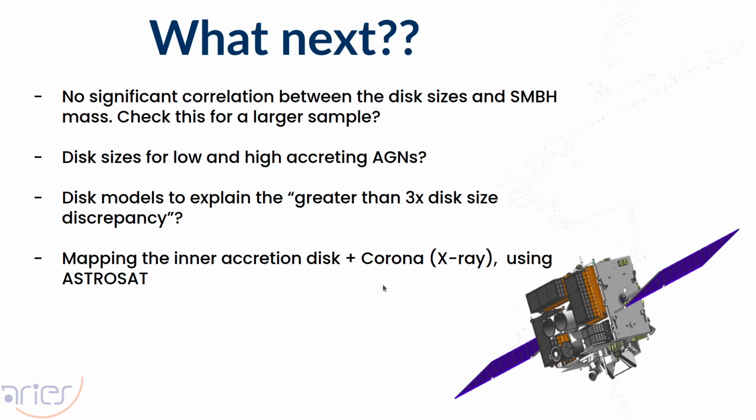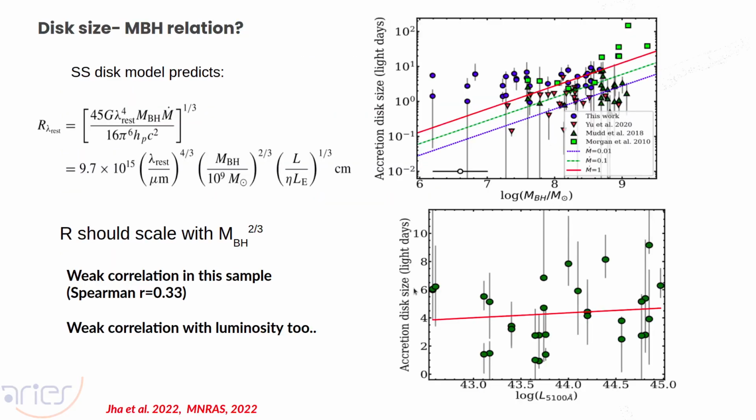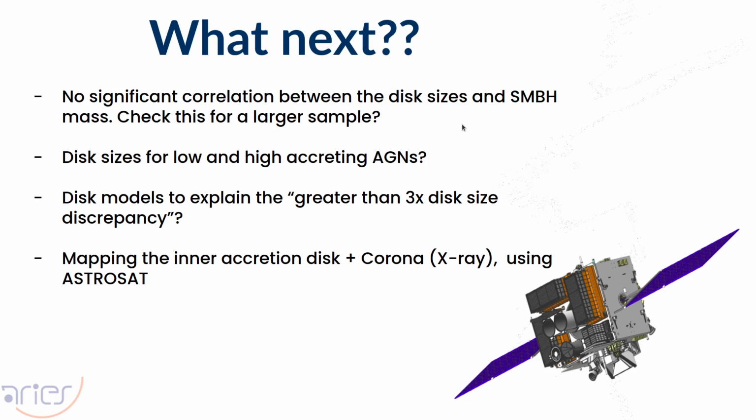What can we do next? We do not find any significant correlation between disk sizes and the supermassive black hole masses. Whether this is true for this sample, because this sample covered only 20 sources so far in the study, or whether this is true for a larger sample, we need to check. Then your disk sizes can be dependent on the accretion rates. So is the disk size for low accreting black holes and high accreting black holes a bit different? This we can also test.